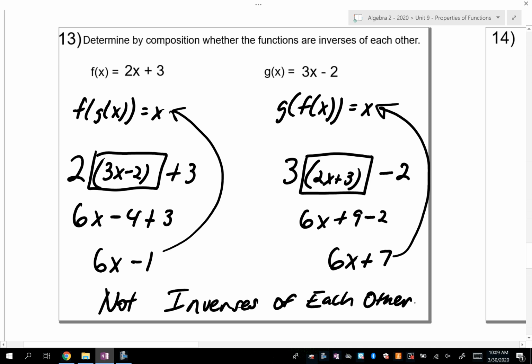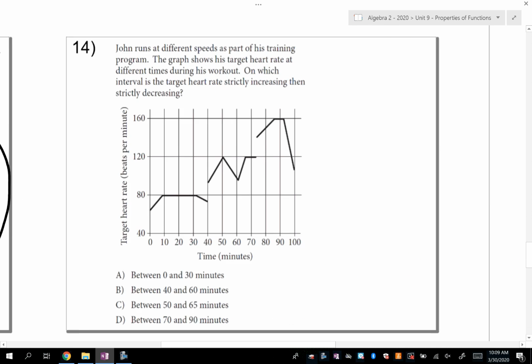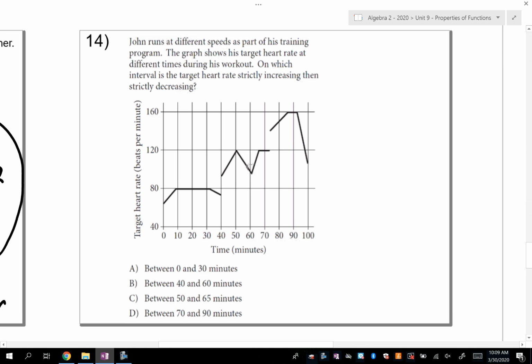All right, so let's move to the SAT questions. In this question, number 14, it gives us what I was hoping you would see in that Desmos activity that I first assigned, when you had to match what you were looking at in the video to sketching a graph. In this case, you have time on the x-axis and the target heart rate for John in beats per minute. It says on which of these intervals is the target heart rate strictly increasing, then strictly decreasing. In my mind, that's going up and then going down, reading it from left to right.